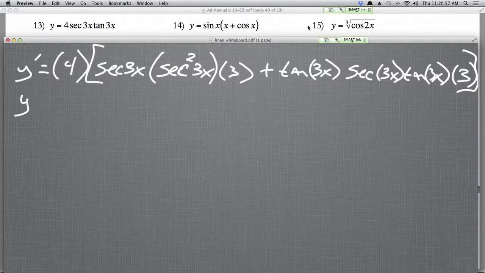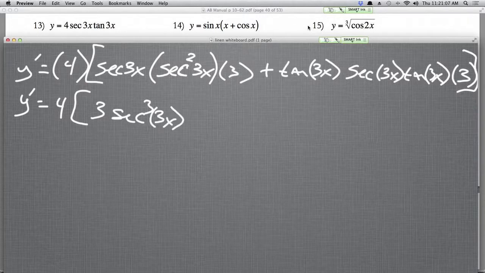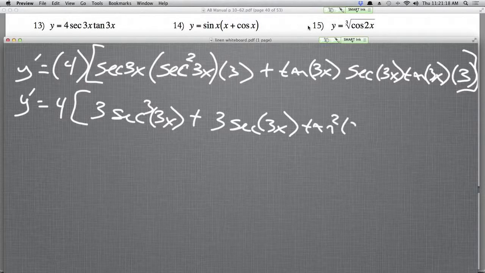So let's clean this up a little bit. I've got the 4. This turns out to be secant cubed, so that's 3 secant cubed of 3x. That turns out to be 3 secant 3x tangent squared 3x. Even cleaned up, that's not very clean.